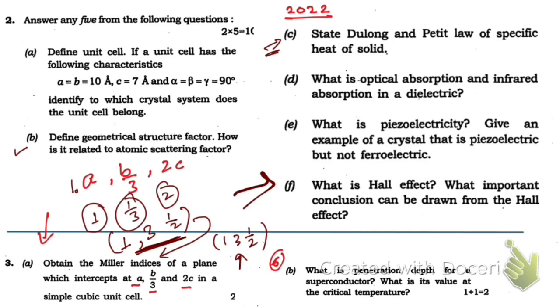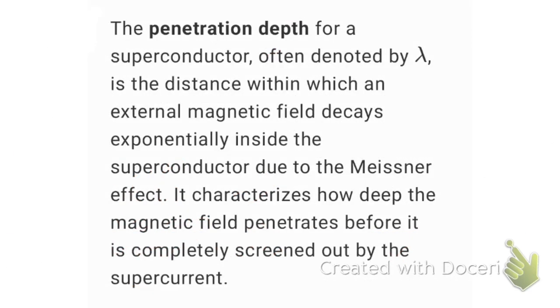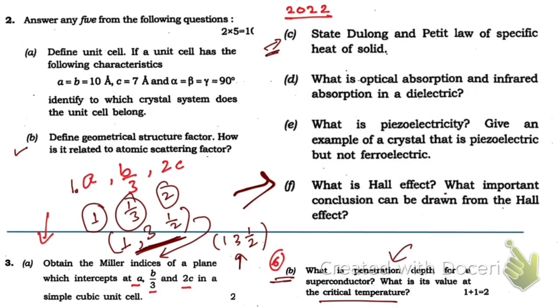So the next question is 6B. What is the penetration depth for a superconductor and what is its value at critical temperature? Let me answer this one as well. This is the definition of penetration depth and its value also. At the critical temperature, it should be infinity, right? So the definition of penetration depth is this one.